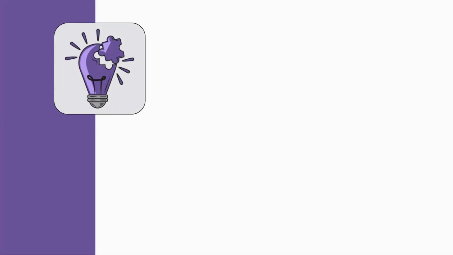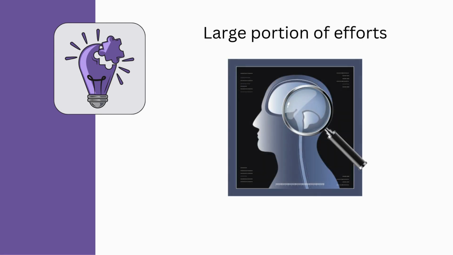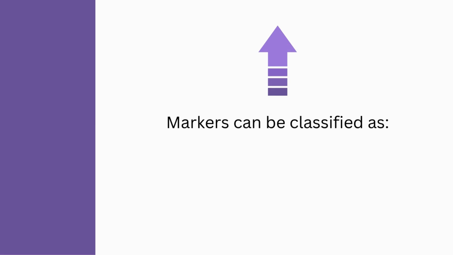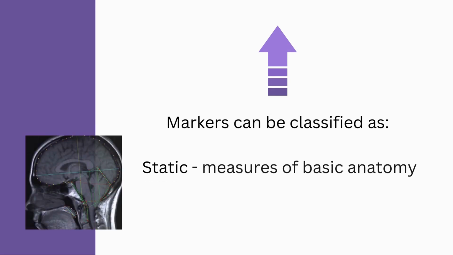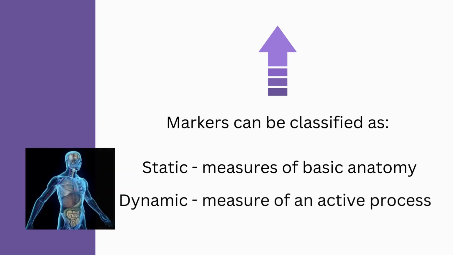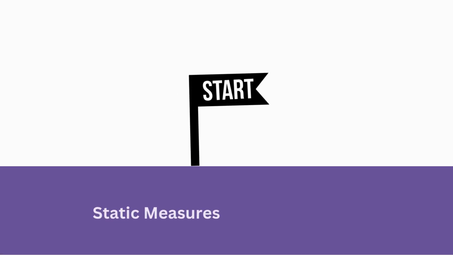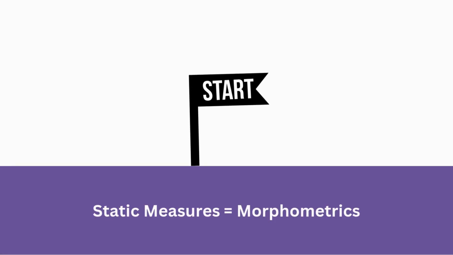Not surprisingly, a large portion of these efforts have entailed looking for other radiological markers that are indicative of Chiari. At the highest level, these markers can be classified as either static, meaning measures of basic anatomy, or dynamic, meaning a measure of an active process in the human body. We will start by looking at the static measures, commonly referred to as morphometrics.